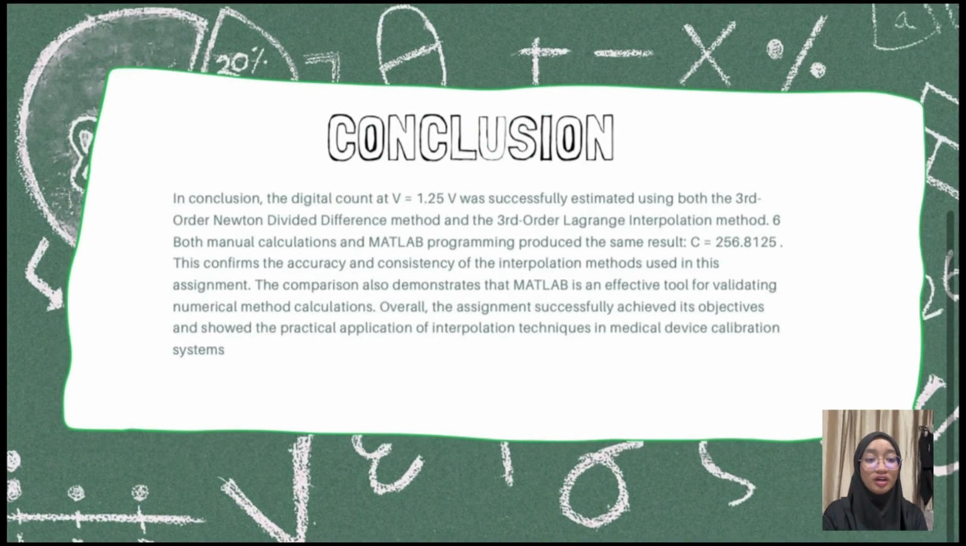In conclusion, the digital count at voltage 1.25 was successfully estimated using both the third order Newton divided difference method and the third order Lagrange interpolation method. Both manual calculation and MATLAB programming produce the same result. This confirms the accuracy and consistency of the interpolation methods used in this assignment. The comparison also demonstrates that MATLAB is an effective tool for validating numerical method calculations.